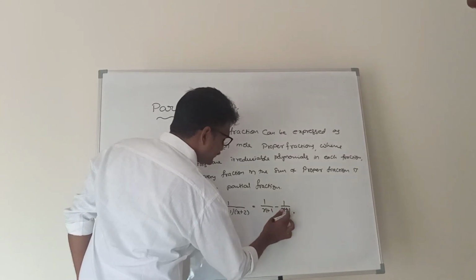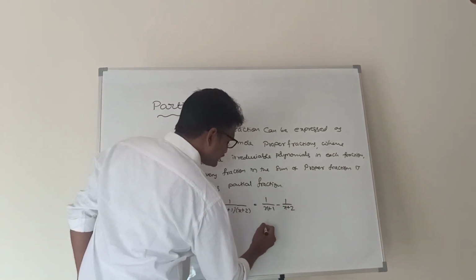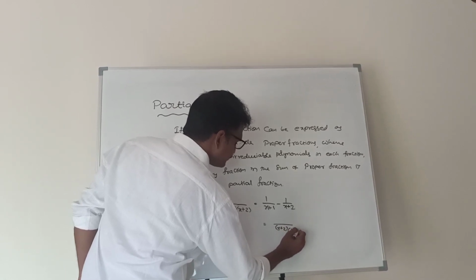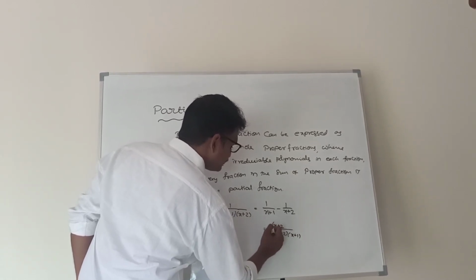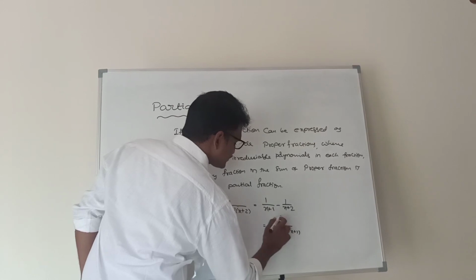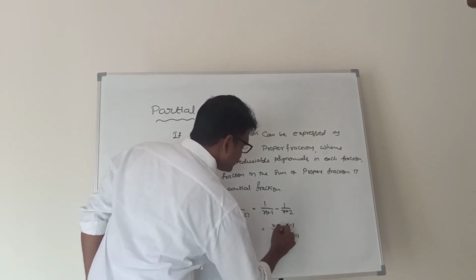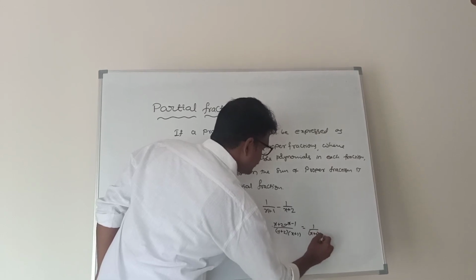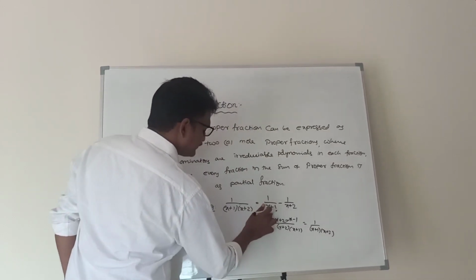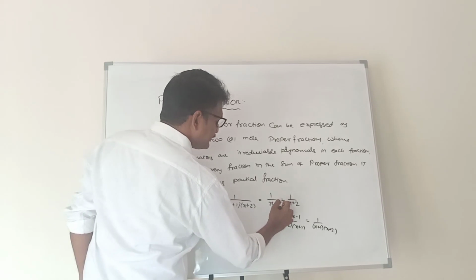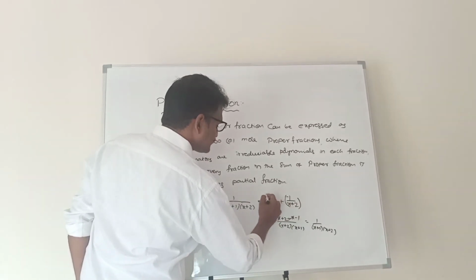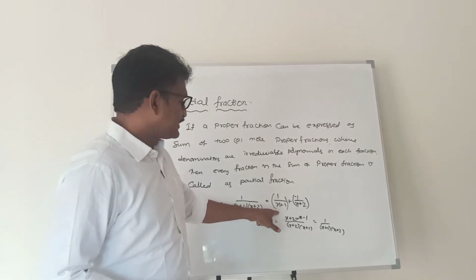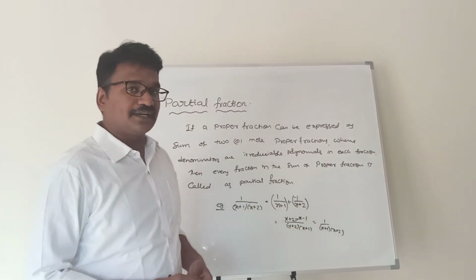See, if you take the LCM, what will you get? (x plus 2) minus (x plus 1), over (x plus 1)(x plus 2). After simplification, what you will get is 1 by (x plus 1)(x plus 2). Then 1 by x plus 1 and minus 1 by x plus 2, both are called partial fractions. These two are called partial fractions.